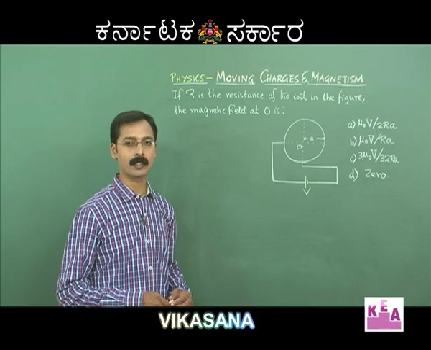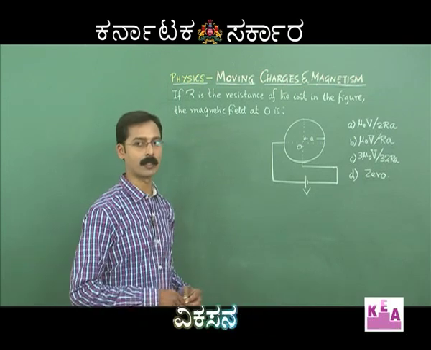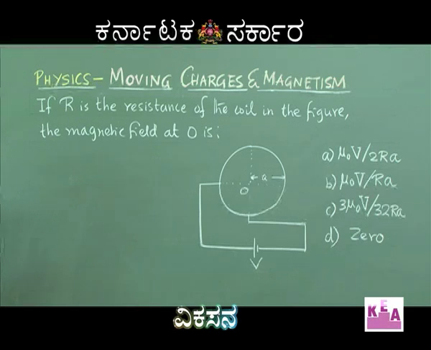Now, next let us see the next problem on the circular coil. If R is the resistance of the coil in the figure, the magnetic field at O is, here is the figure. The options are A, mu naught V by 2 RA, B, mu naught V by RA, C, 3 mu naught V by 32 RA, and the option D is 0.